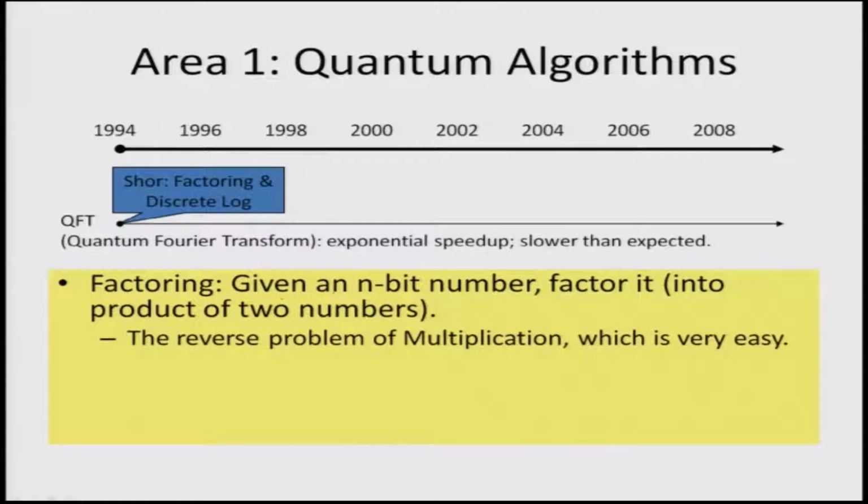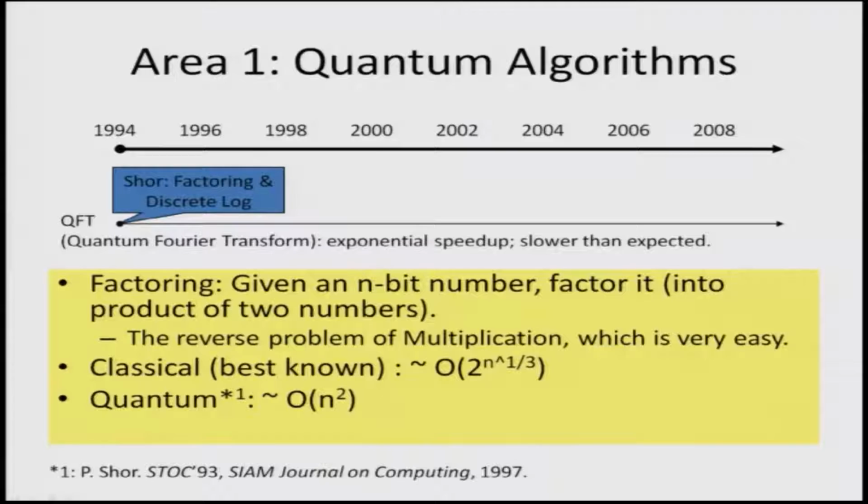It says that given an n-bit number, it can be factored into a product of two numbers. The reverse problem of multiplication is very easy. The best known classical algorithm is of the order of an exponential, whereas the quantum one is of the order of n squared. So definitely there is an exponential benefit in going to Shor's case, and this was first reported in the 1997 paper by Peter Shor.